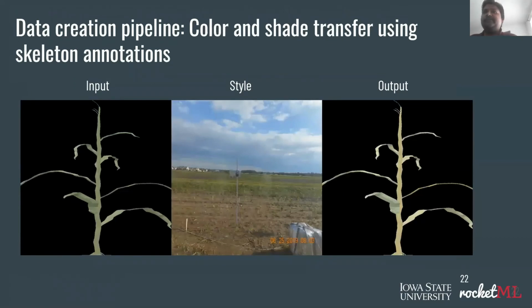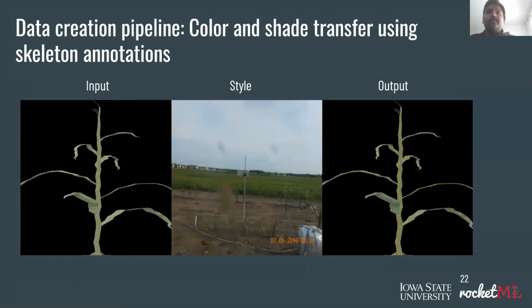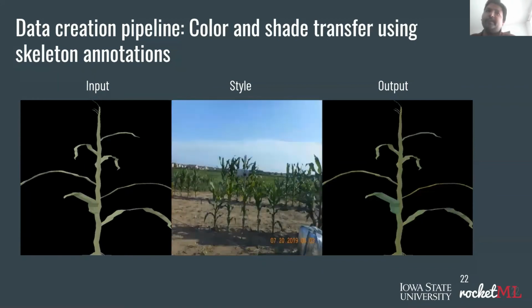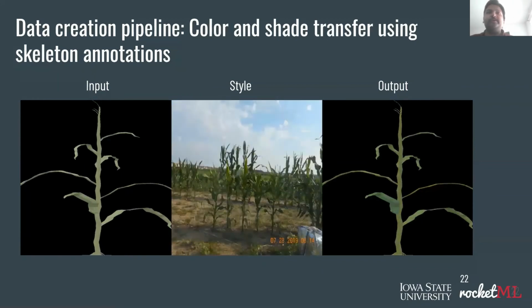Similar to our greenhouse-based data creation pipeline, here also we applied the color and shade transfer method for the virtual plant. The video shows a single virtual plant translated into different color and shade components based on the skeleton type. So this helps us in reducing the distribution shift between the indoor and outdoor images for the virtual plants.